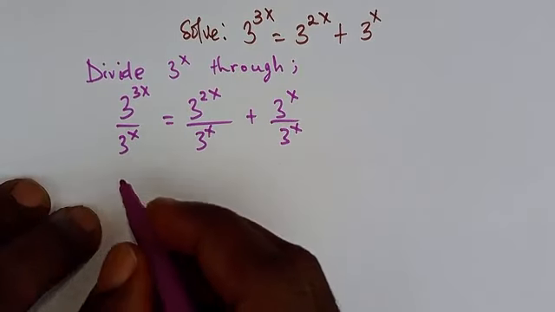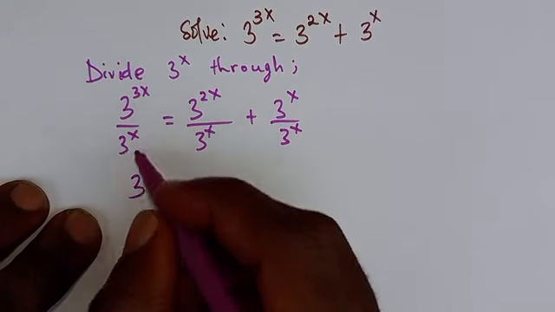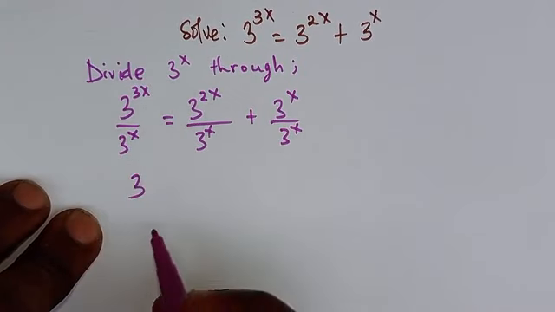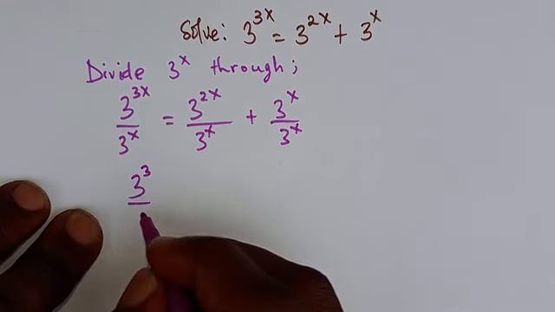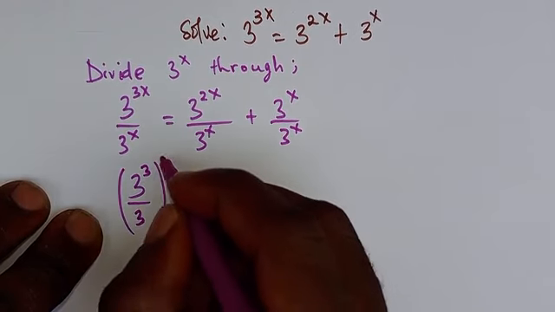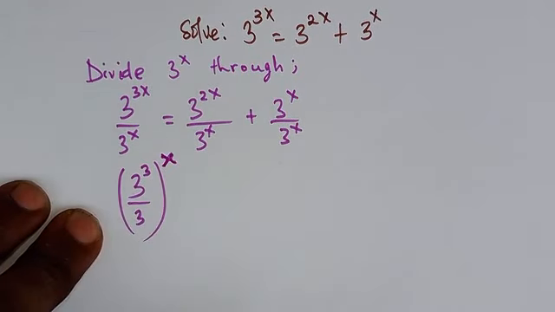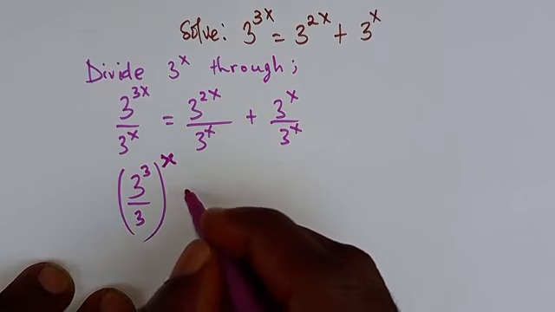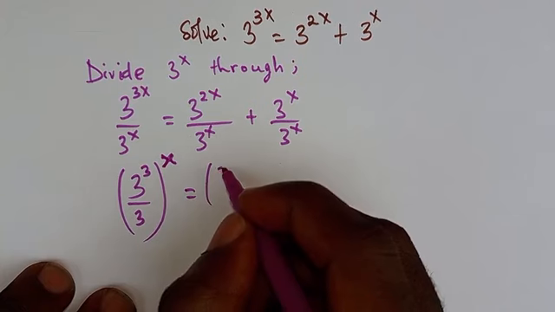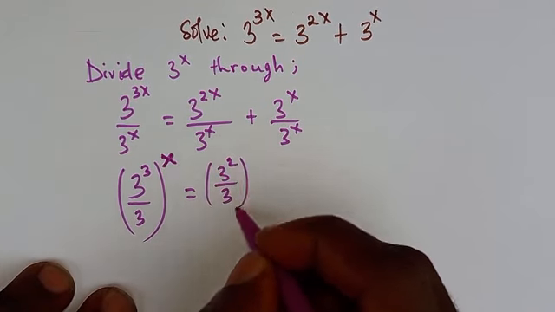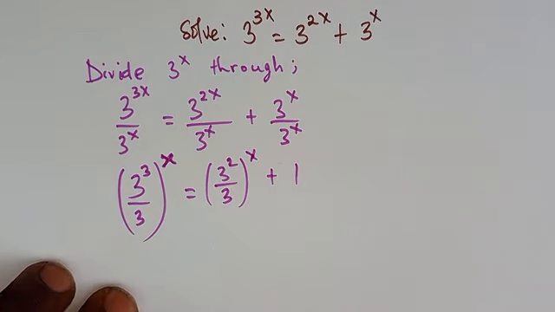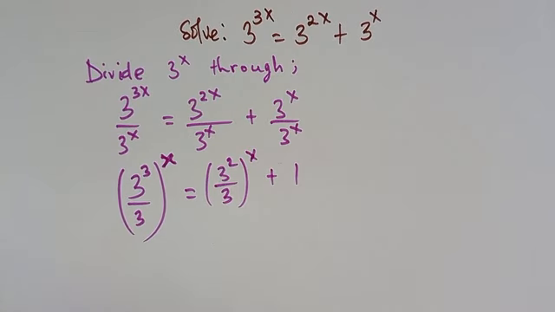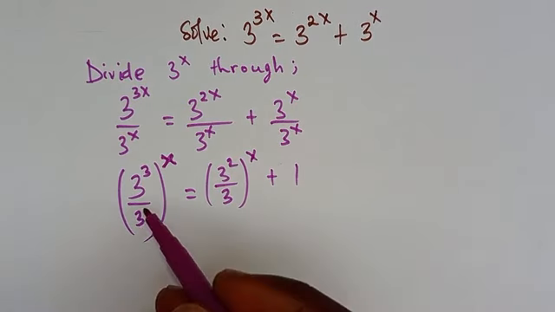We can see that we're going to have 3 to power x here. Because they have the same power, this can be written as 3 cubed over 3, then everything with power x. Do you understand now? With power x, then equals the same thing here. I can have 3 to power 2 here, then 3 raised to power x plus 1. So what I'm doing is trying to reduce this equation to a simpler form, so we can start solving from there.